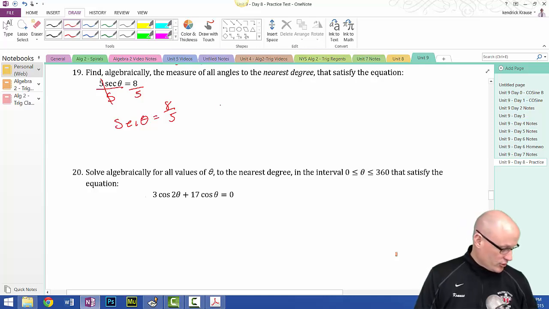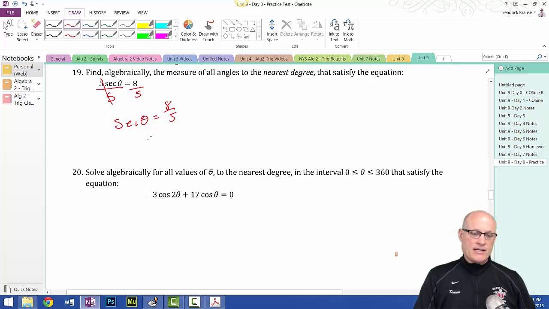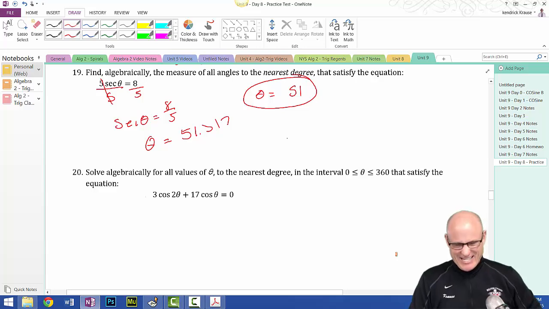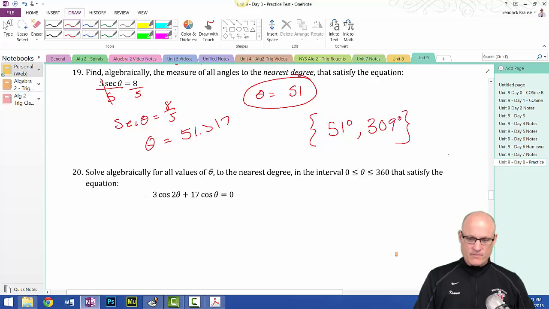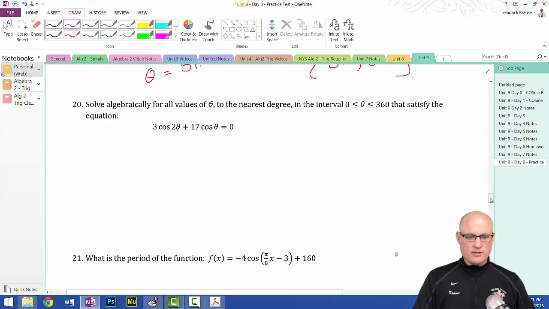I just do inverse secant, and I end up with theta equals 51.317, or theta equals 51 to the nearest degree. Secant is positive in the first, so it's 51. And the fourth, and so we subtract from 360 and we get, what, 309? All right, that was quick.